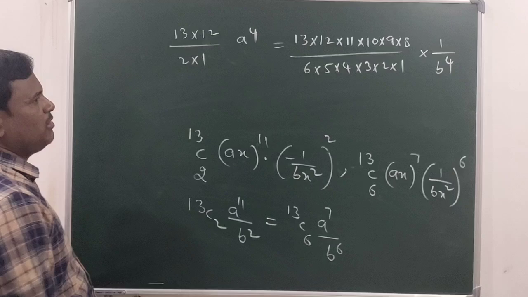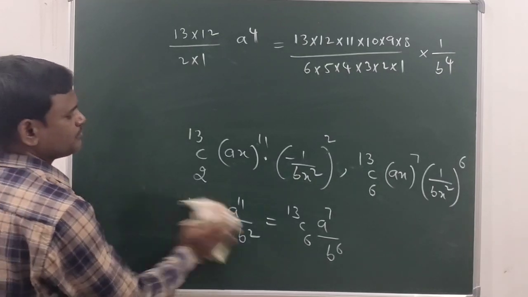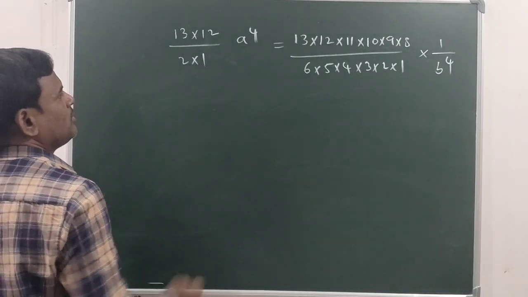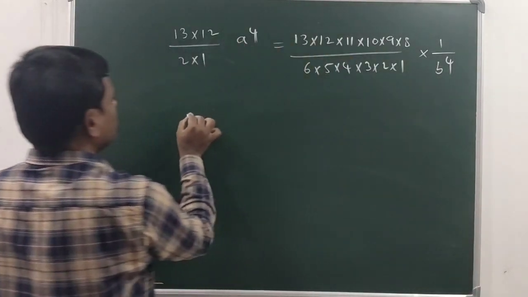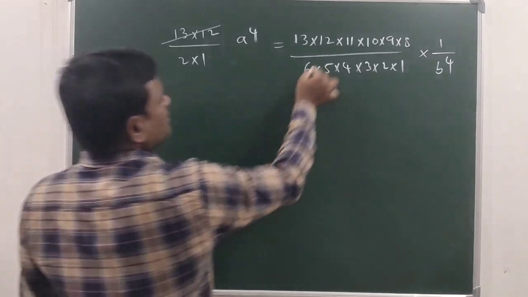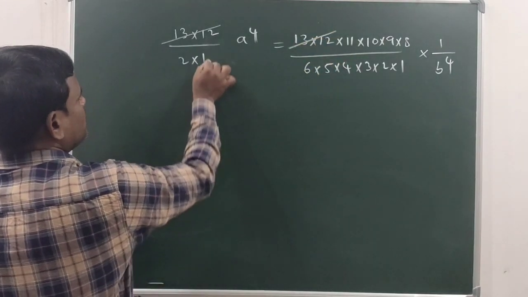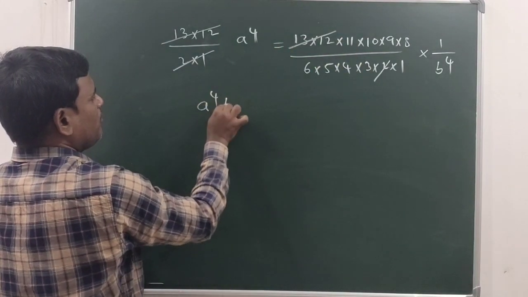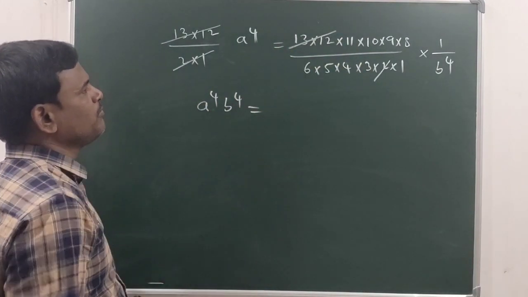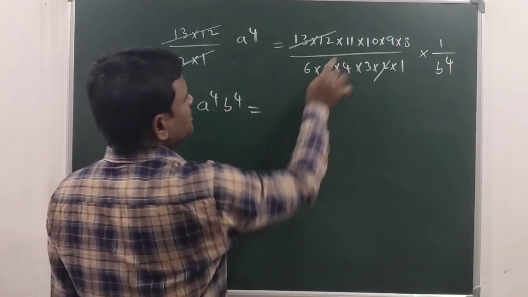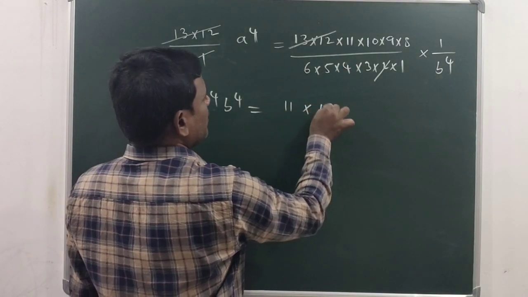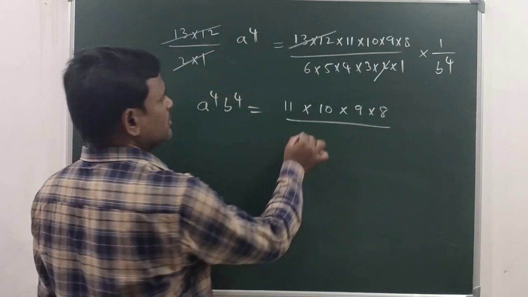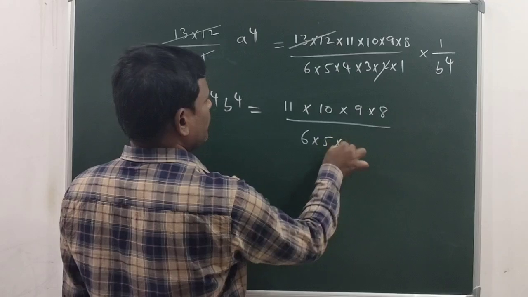Okay students, now let us simplify this. In this simplification, bring it to the left side so that you will get here 13 12, 13 12 cancel. So these two cancel. Now bring it to the left side, a power 4 b power 4, which is equal to, so here this is left, 11 into 10 into 9 into 8 whole by 6 into 5 into 4 into 3.